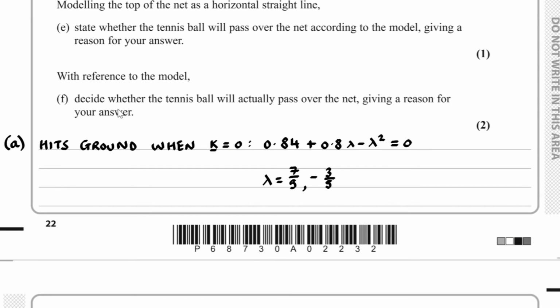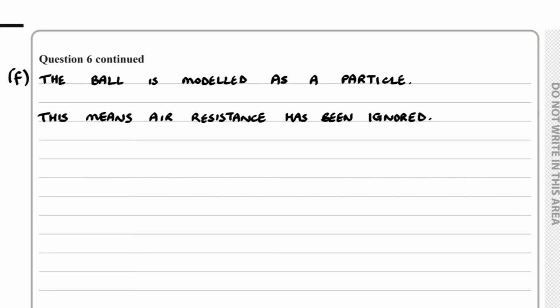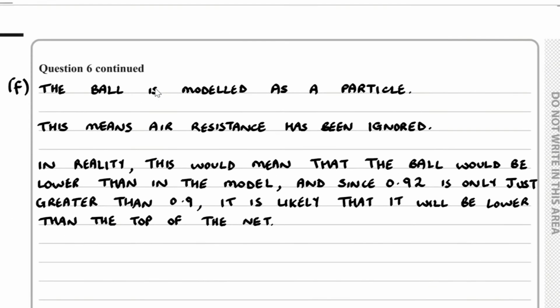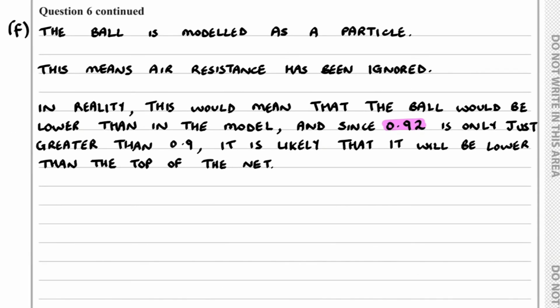Now for part F, with reference to the model, we have to decide whether the tennis ball will actually pass over the net, giving a reason for your answer. Well, the ball is modelled as a particle, and this means that air resistance has been ignored, and in reality this would mean that the ball would be lower than what we found in the model, and since it's 0.92, in other words, this 0.919, just rounded, is only just greater than the 0.9, it is likely that it will be lower than the top of the net.